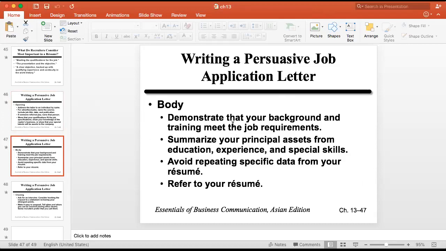In the body, you demonstrate that your background and training meet the job requirement. You talk about your education, experience, skills. You may refer to your resume, but your resume is a separate document that we are going to practice. So you just refer to your resume. Otherwise, you avoid giving the same information that is already found in the attached resume.